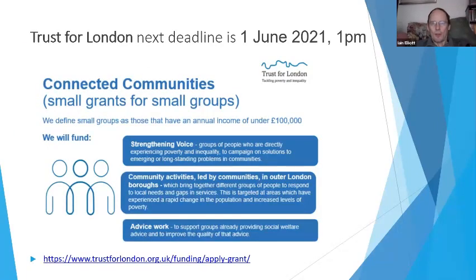Trust for London, so the next deadline is not until 1st June. Connected Communities is the main one for small groups with an income below £100,000. So that's probably going to be the main strand, but like I said before, make sure you're applying to the right program. So it's worth getting in touch with them.